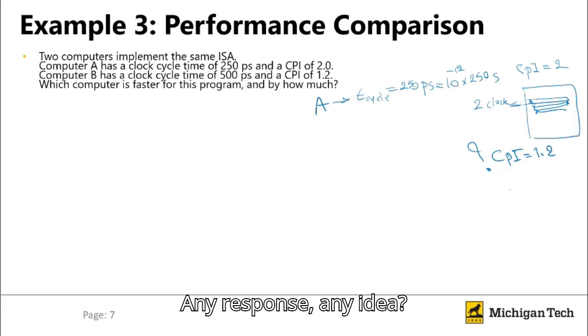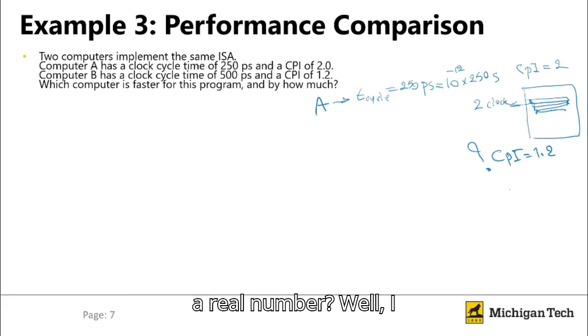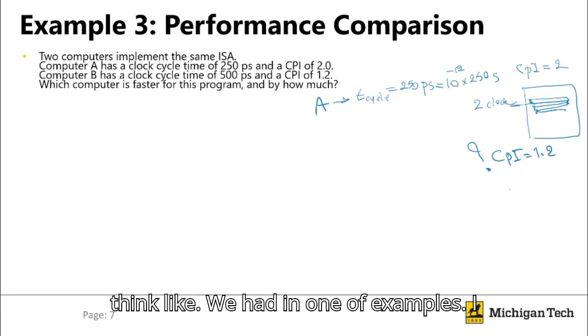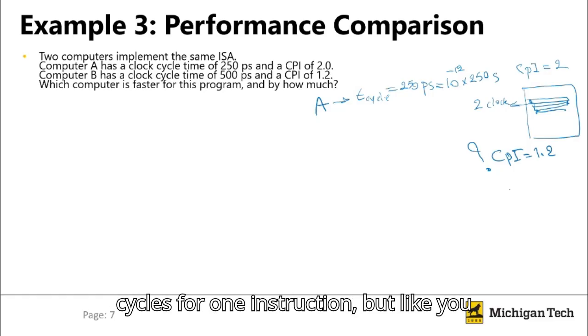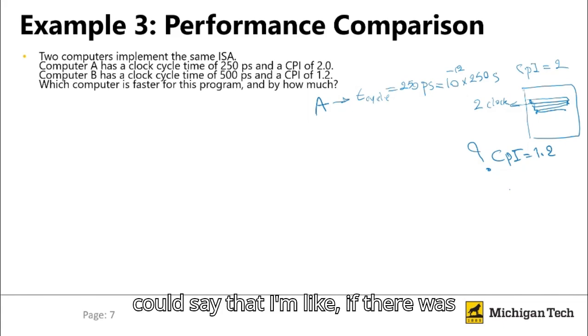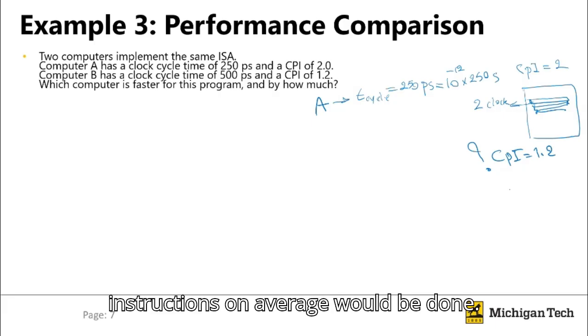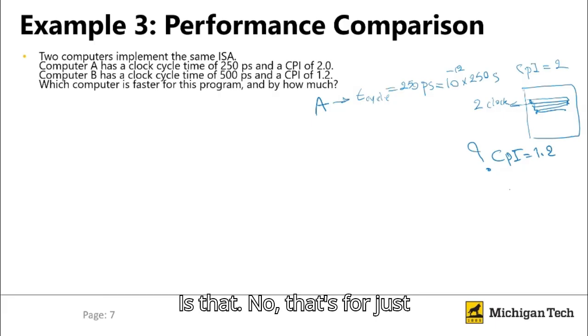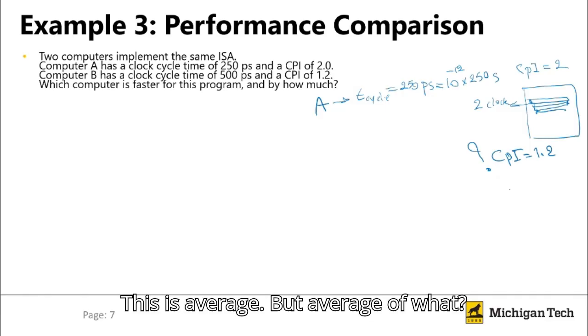Any response, any idea? Can we have clock per instruction not an integer, like a real number? Well, I think we had that in one of the examples. It wouldn't necessarily take 1.2 clock cycles for one instruction, but you could say that if there were 12 clock cycles, 10 instructions on average would be done. No, that's not for just a specific instruction. We always say this is an average. But average of what?